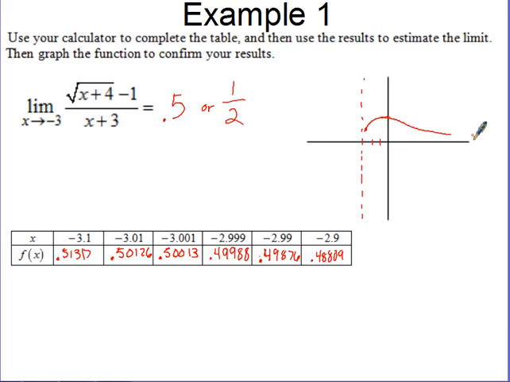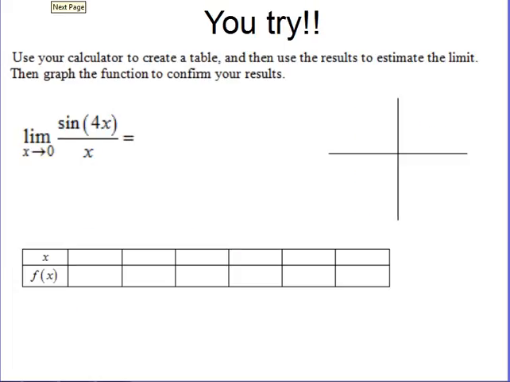Any questions on numerically? We've done this, right? So this is a review. Okay, do me a favor and try this one on your own. I'll give you some time to try this one on your own.